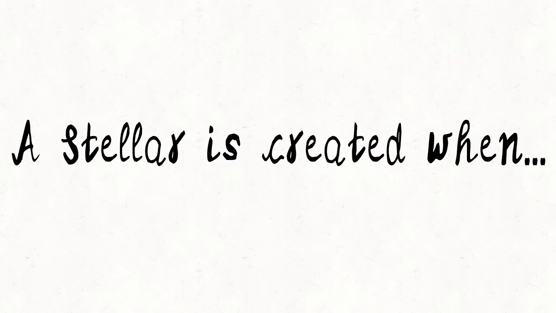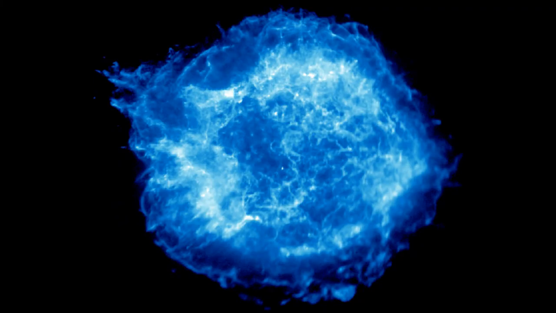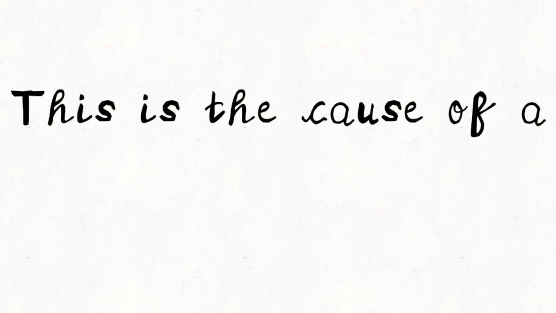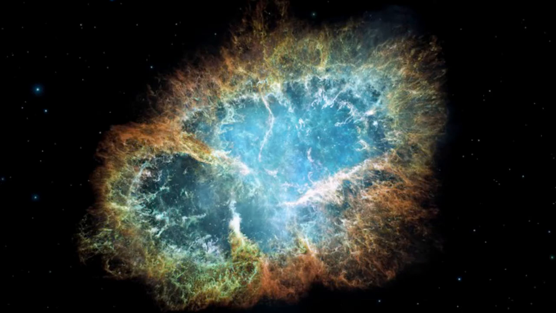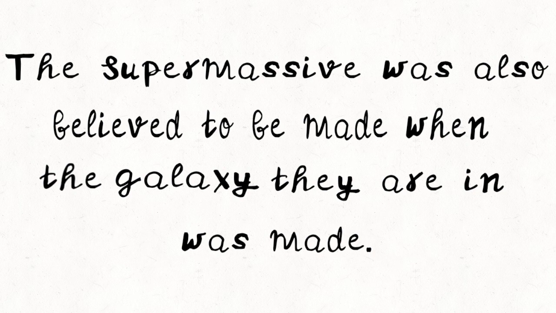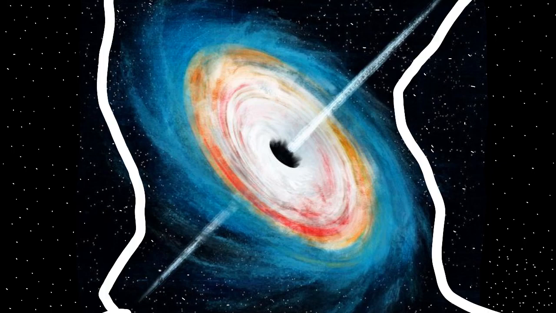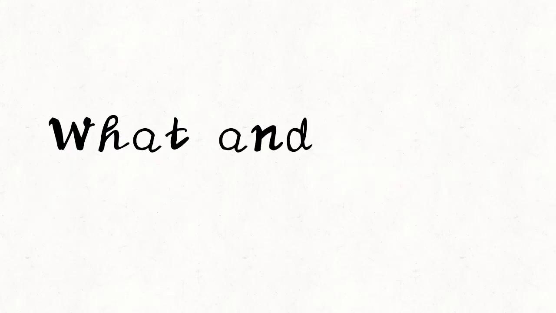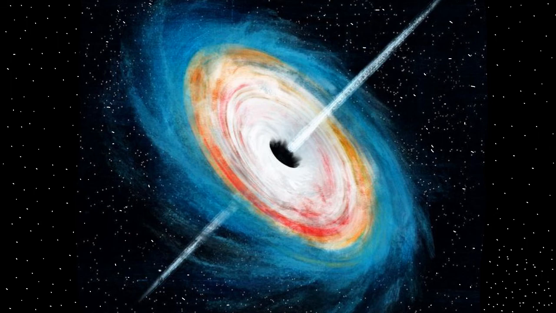A stellar is created when a star collapses from the inside. This is the cause of another thing called a supernova. The supermassive is believed to be made at the same time as the galaxy they are in was made. Since the black holes are invisible, scientists use what is happening to the objects in the area to see what and where the black holes are. They see how strong the gravitational effects are on the nearby stars and planets.